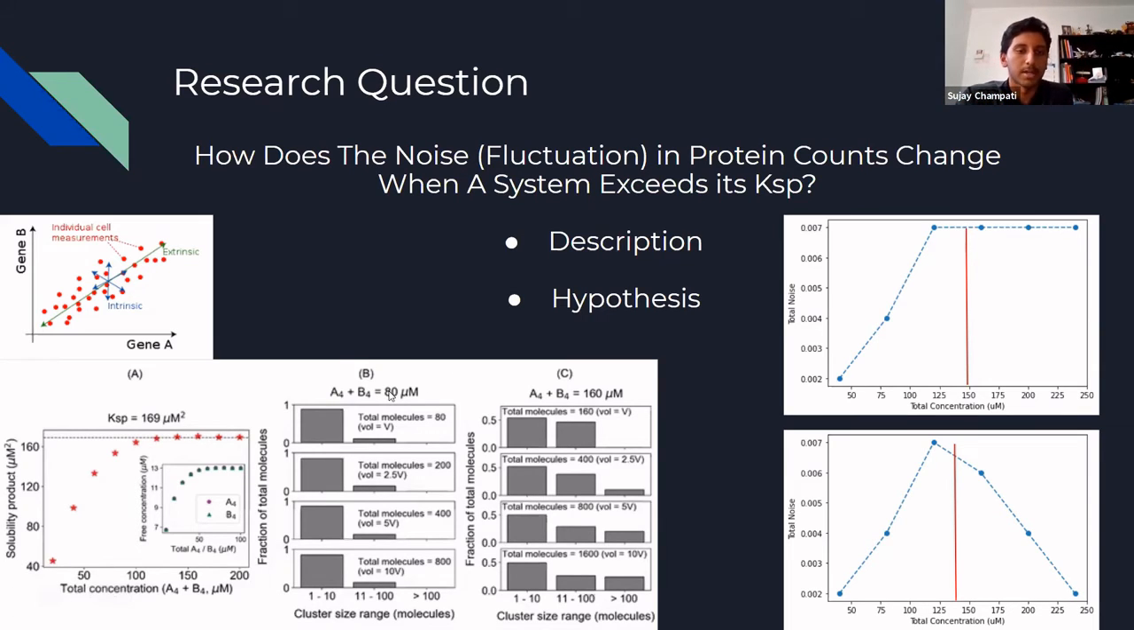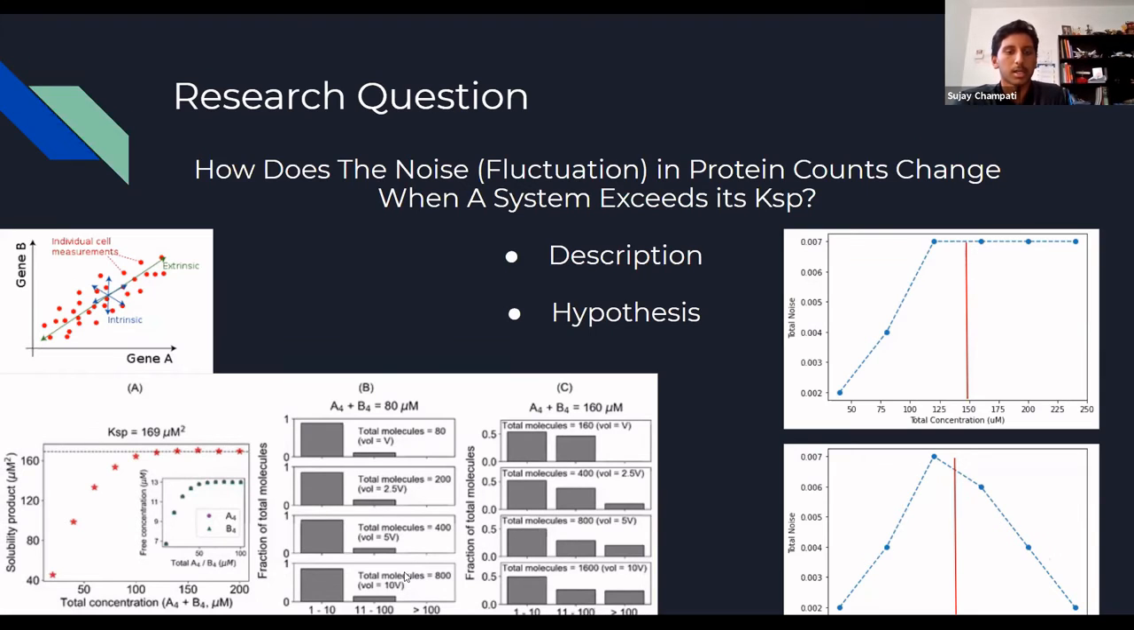So in figure B over here, before the threshold at 80 micromolar, the cluster size is relatively small, right? Your total molecules is 800 over here, 400. So we're increasing the number of molecules, but we're also increasing the volume to maintain the same concentration. Over here, we have A4 and B4 at 80 micromolar, which means we haven't gotten to that clustering point yet. And the main cluster size is just 1 to 10, right? Which means they're free floating.